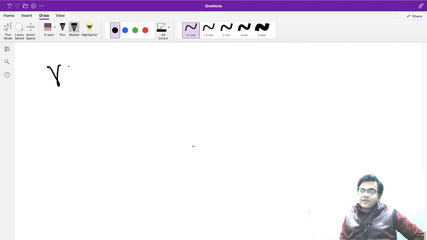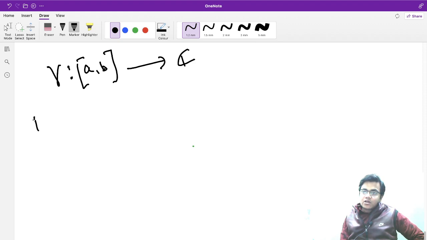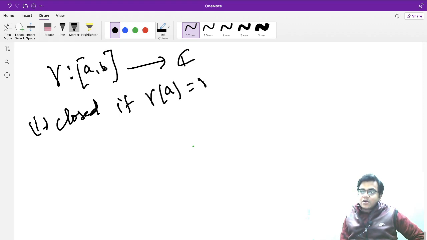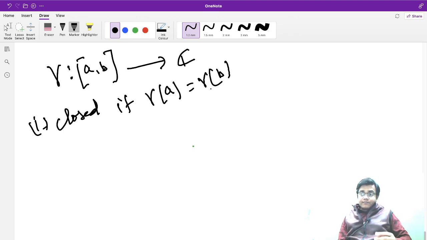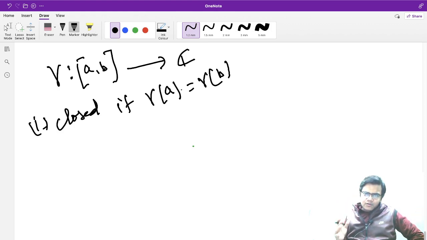So if you have the curve gamma from a to b to C, then it is called closed if gamma of a is equal to gamma of b. I will ask you some questions and certainly you might get confused sometimes. Sometimes you will see the curve is closed, then why am I not able to say so. Many interesting questions are coming, don't worry.